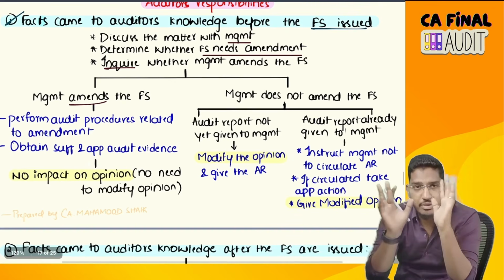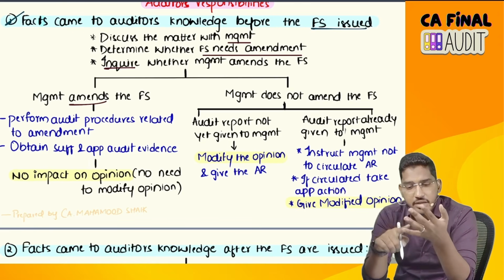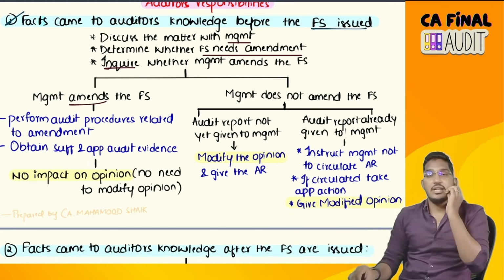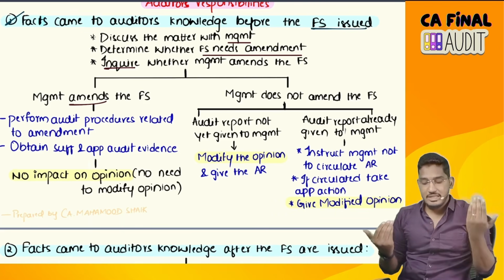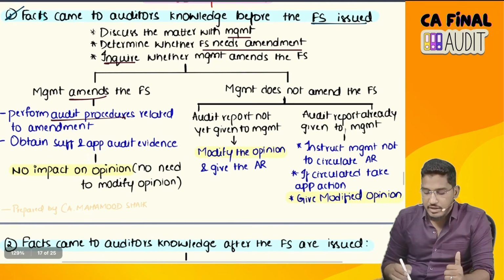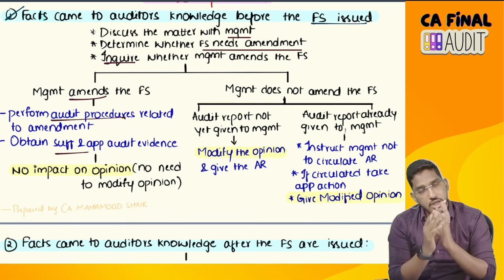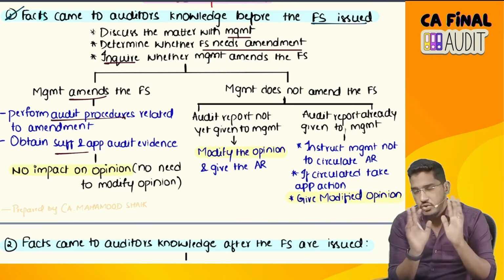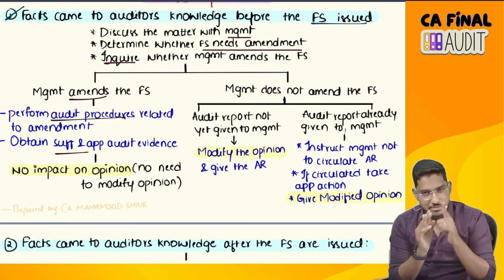If the management has agreed to amend the financial statements, good scenario, very comfortable scenario. We will see whether they have really done the amendments properly or not. Why? Because we can't blindly rely on them. If the management comes to you and says, sir, we have done the amendment, will you blindly believe it? No. So you will perform audit procedures relating to the amendment and try to obtain sufficient and appropriate evidence whether the amendment has been done properly. If you are comfortable that all the amendments have been done properly, no need to worry. The old audit report, whatever you have given, will remain valid except one change.